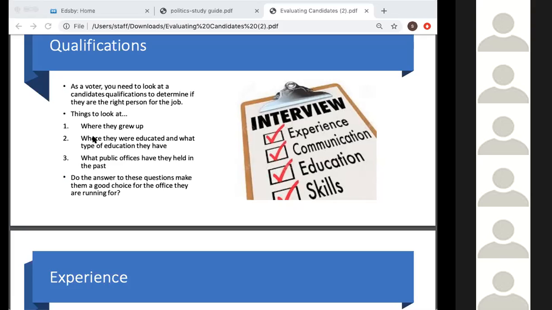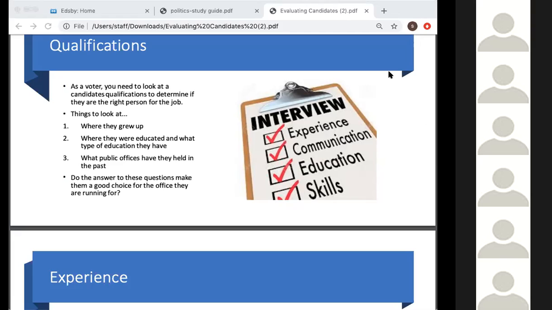So here are some things to look at. Where did they grow up? Are they a local person? If you're voting for somebody, especially in a local election, and they're not from your hometown, would it really make sense to vote for that person? Can somebody raise their hand and tell me why you would maybe, in a local election, not vote for a person who didn't grow up in that hometown?